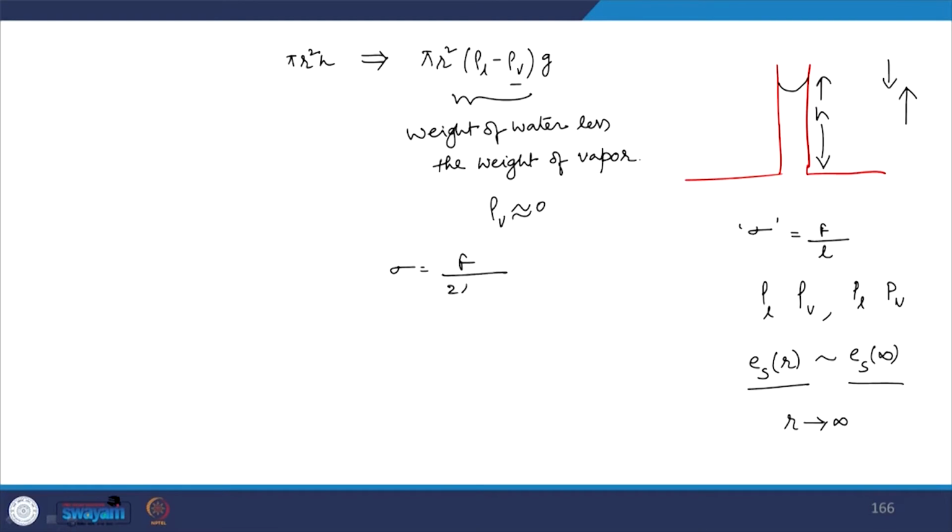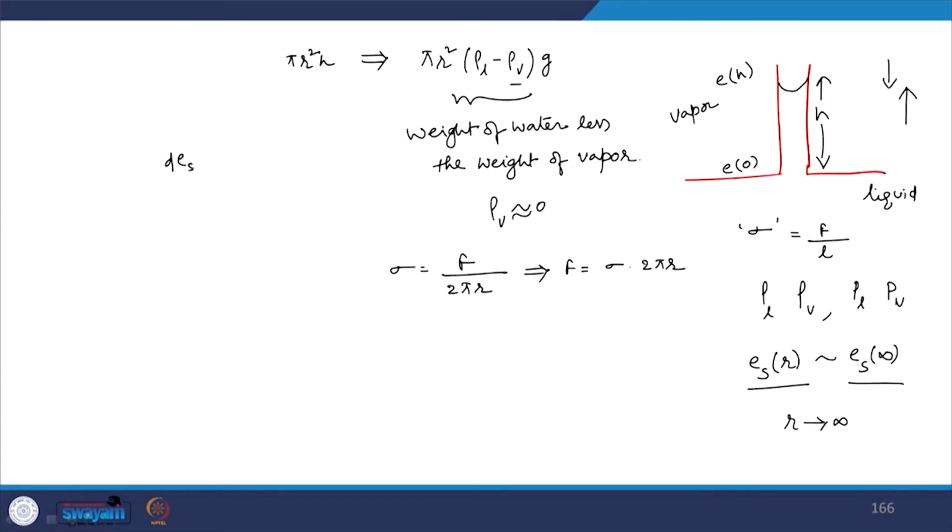Now, the force due to surface tension is sigma times 2 pi r, right. Let us say here at the bottom, this is the liquid phase and this is the gas or vapor phase. Let us say the vapor pressure at the surface is E0, and the vapor pressure at the height of the meniscus is EH.